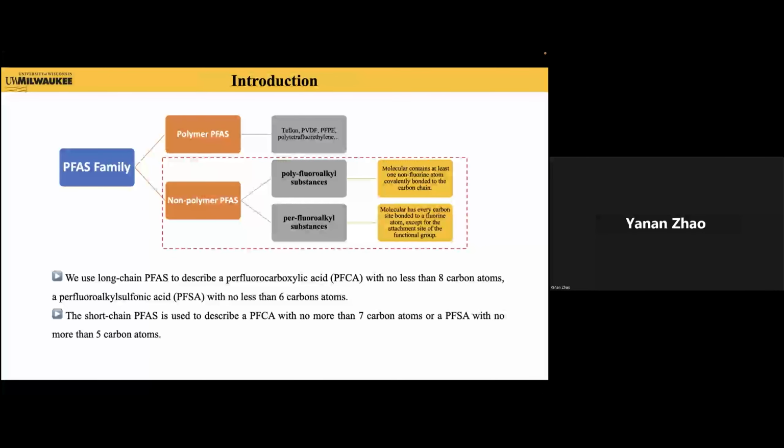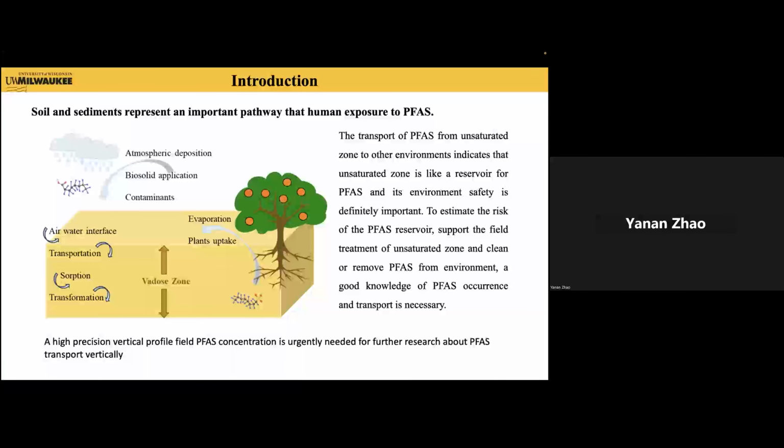PFAS has been widely used since the 1950s, and after more than 70 years, we have found thousands of PFAS. According to the knowledge we have now, PFAS can be divided into polymer PFAS and non-polymer PFAS. The transportability of non-polymer PFAS is better than that of polymer PFAS. This study is focused on the non-polymer PFAS.